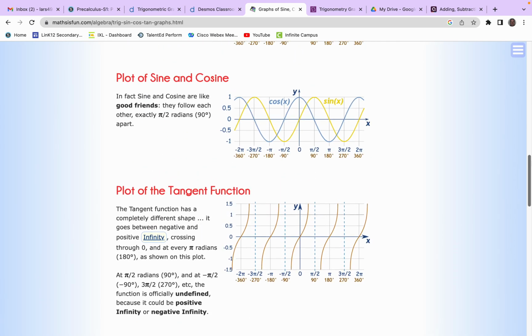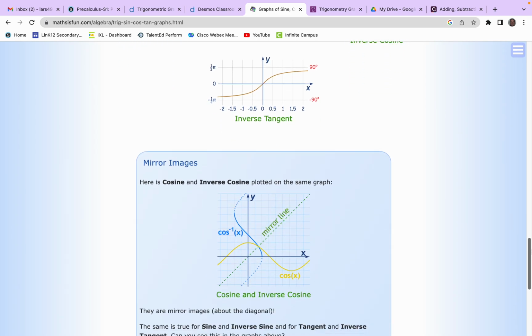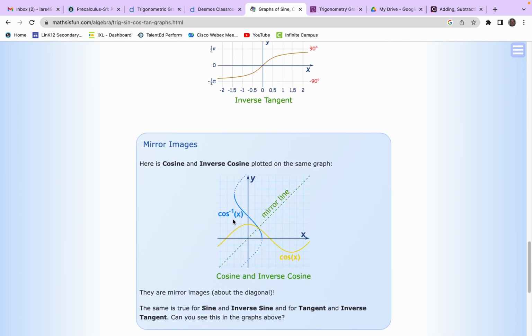And then inverse tangent. This is not cotangent, this is the inverse, excuse me, where we swap our y's and x's. Now we are fluctuating from 1/2 pi to negative 1/2 pi, which is like 90 and negative 90 degrees. You can see how the cosine and inverse cosine are somewhat related. If I took this section here to here, I could flip it, swap my y's and x's, and it'd look something like this.